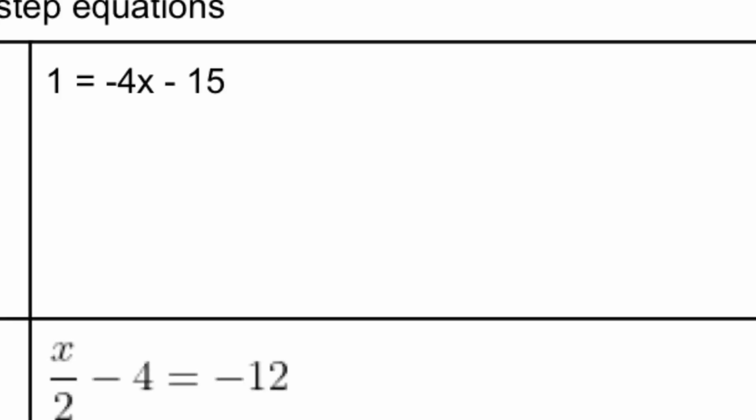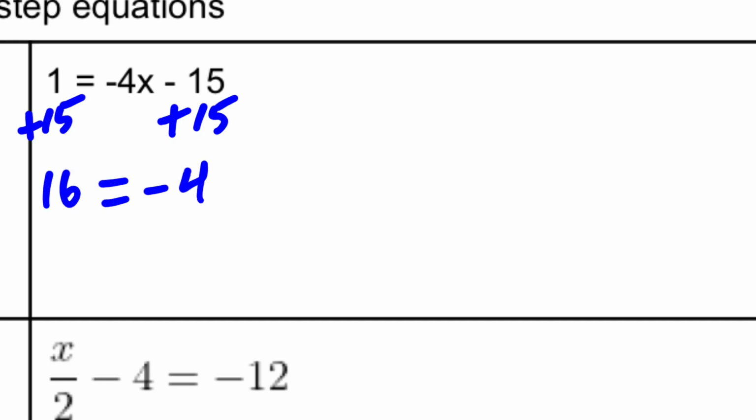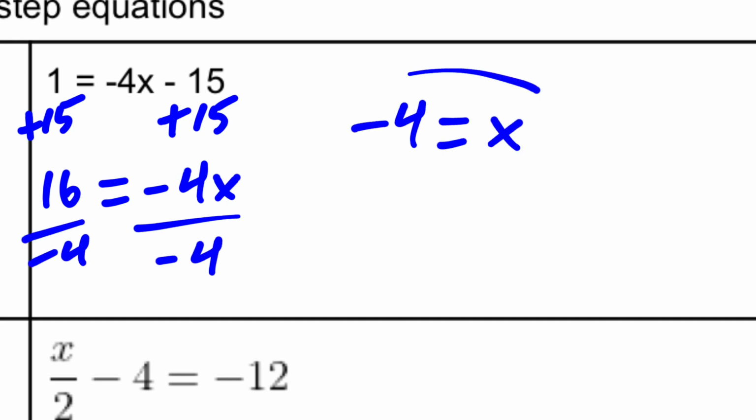Keeping with that same idea, here we can add 15 to both sides. This tells us that 16 is equal to negative 4x. We divide by the number in front of x, and negative 4 is equal to x.